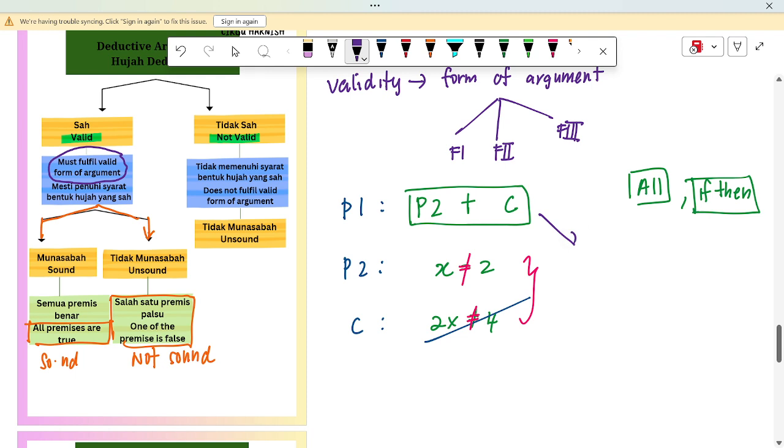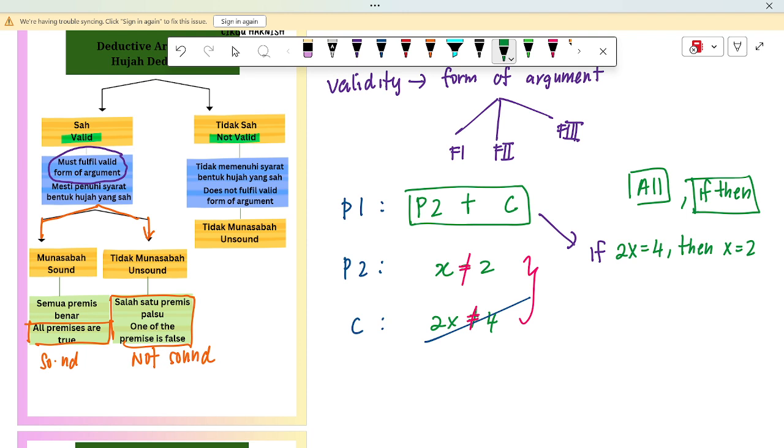So we will be replacing if x equals to 2. Okay, since now this is negation, not equals to, we are going to change back to equal sign again. So we're going to write our conclusion first. If 2x equals to 4, then x equals to 2. Usually our premise 1 is written in a positive statement without the word not, no, or not equals to.